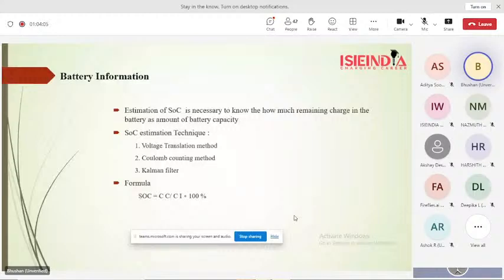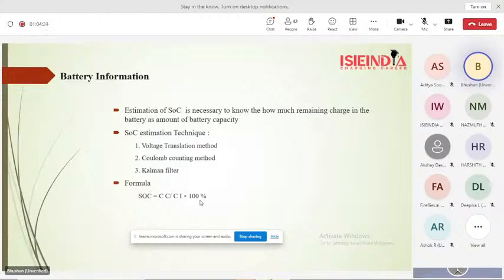And this is the basic formula: SOC equals the charge present in the battery divided by the total capacity, into 100%. And remember, SOC is always expressed in percentage. So this is about the battery information.